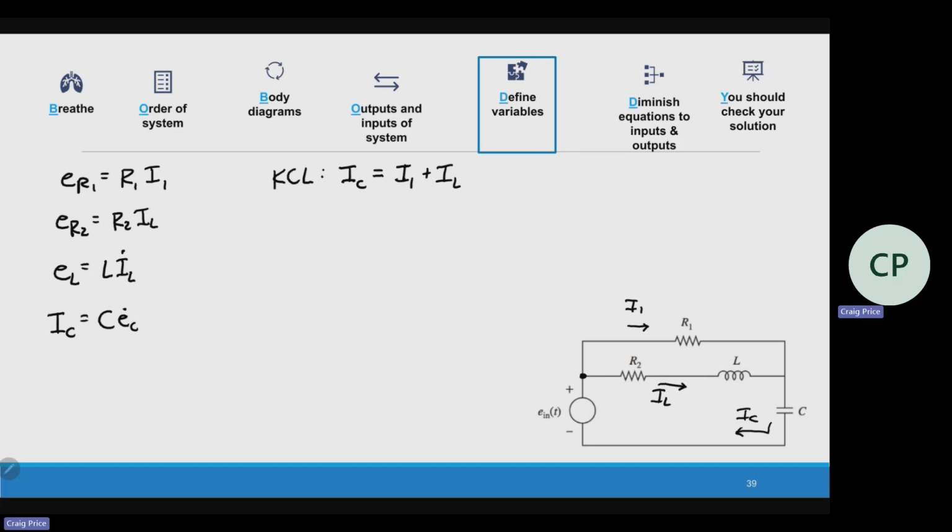Okay, now I've got two loops. Let's look at the first loop, KVL1. I can start anywhere, but I'm going to have a positive EN, and then all the rest should be negative.